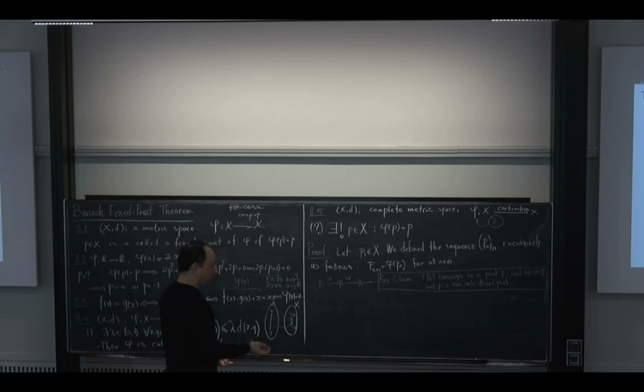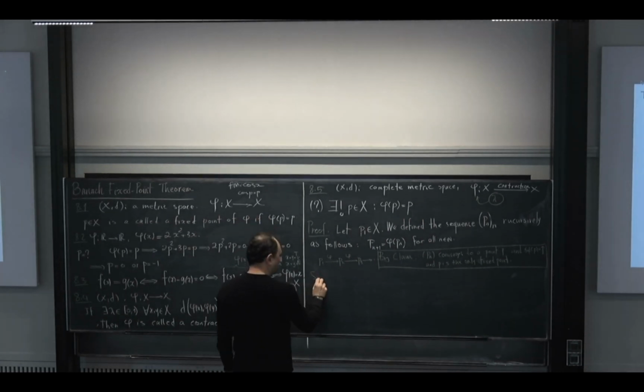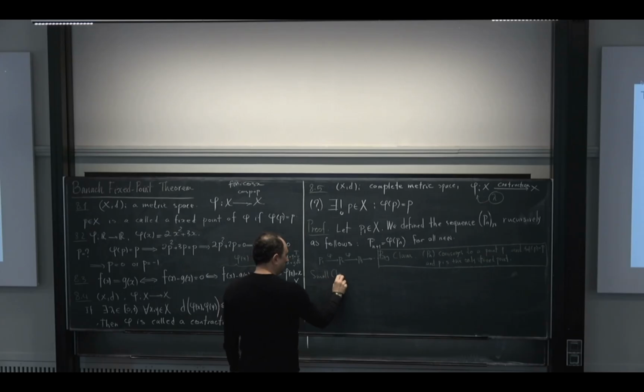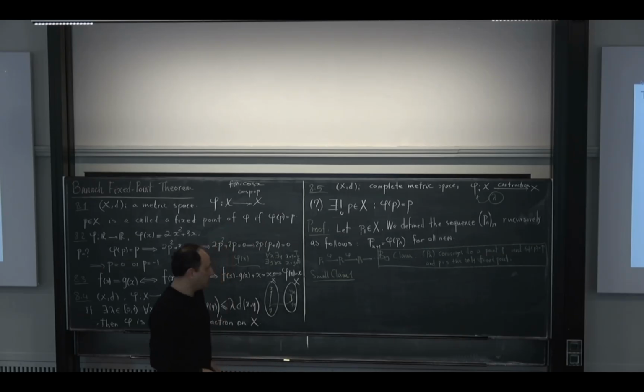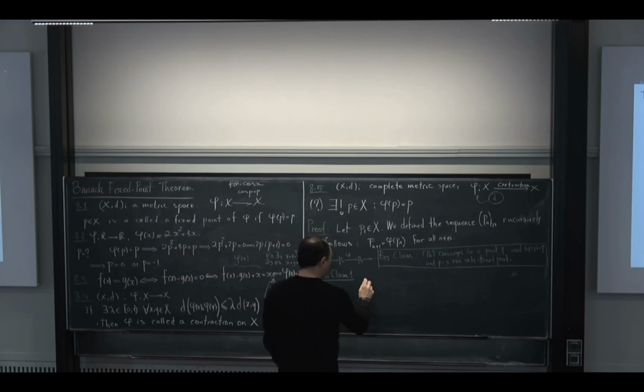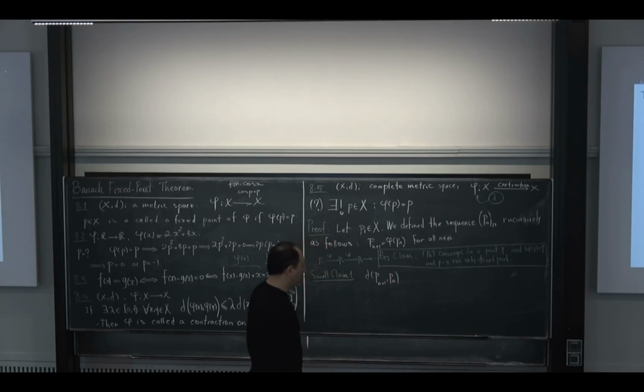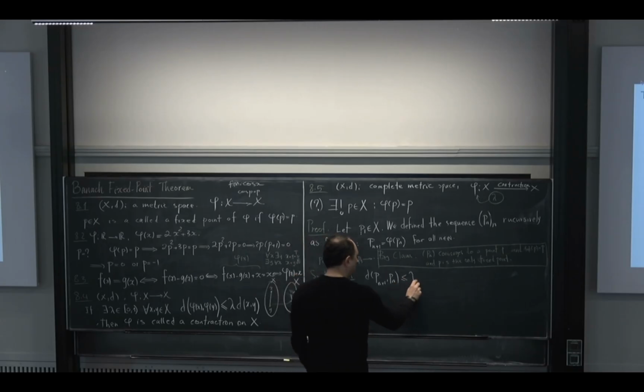So now, small claim number 1, yes? Small claim number 1 is this one. I want to prove that d(P(n+1), Pn), the distance between P(n+1) and Pn, is less than or equal to the contraction factor to the power n minus 1, times the distance between P2 and P1.